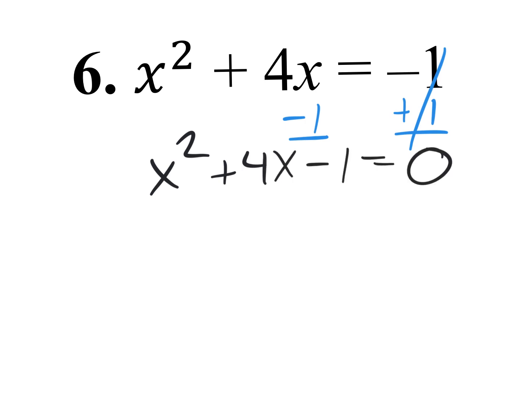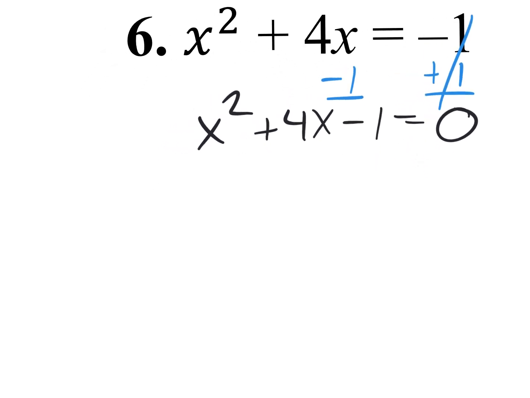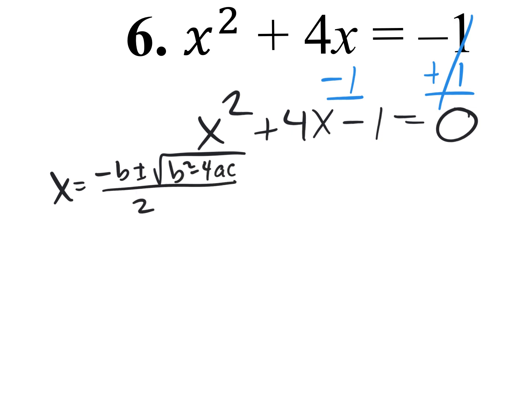And now you could try to factor, thinking what times what is negative 1, that if you add together is positive 4, but that's not going to be factorable. So even though there's no number in the front, it's not factorable. You have to rely on the quadratic formula, okay? So when you use the quadratic formula, I recommend writing it down. It's x equals negative b plus or minus the square root of b squared minus 4 times a times c, all divided by 2 times a.